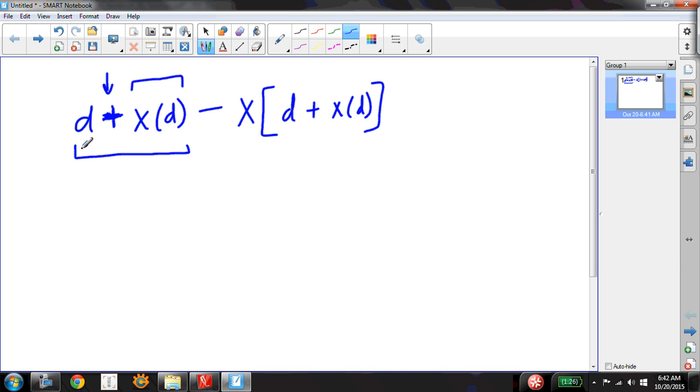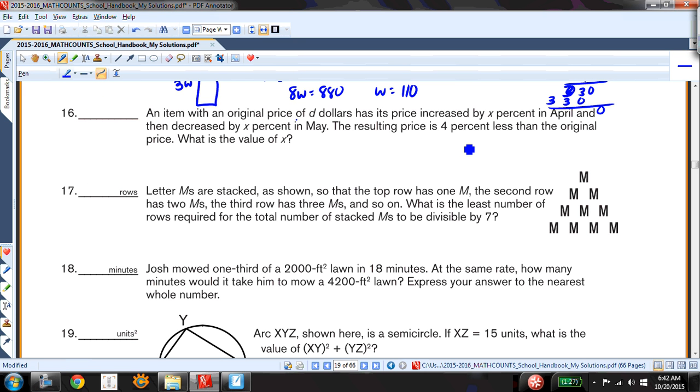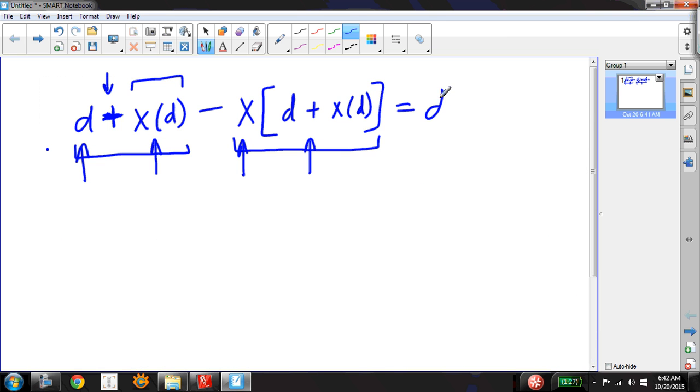So let me step back here. This is the original price. I increase the price by this amount, X times D, some percentage of D, and then I decrease the price by this amount, which is some percentage X times the price that it was in April. And then this is going to be equal to 4% less than the original price. And I want to know what the value is. So it's going to be equal to D minus 0.04, that's 4% times D.